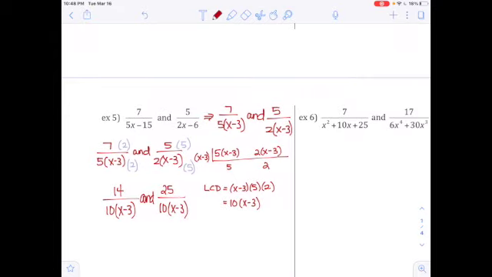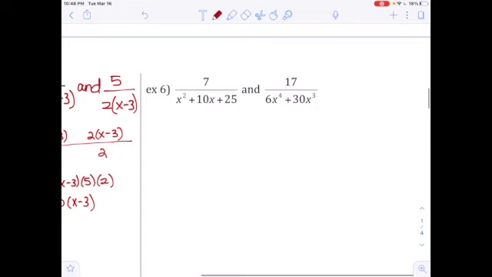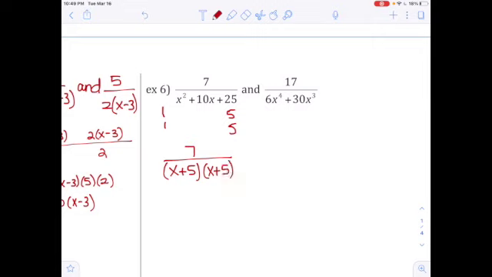And example number 6 is a different kind of factoring. So let's take a look at what it is going to be. So if you have 1 and 1, and this is 5 and 5, because that gives you 25, you really have 7 over x plus 5 times x plus 5. And the next one is really 17 over, you can pull out a 6 times x to the third.